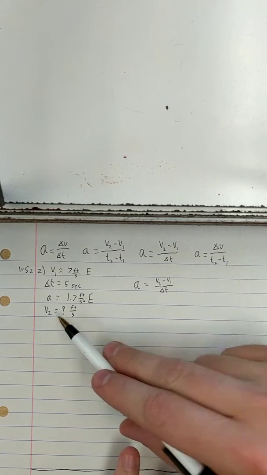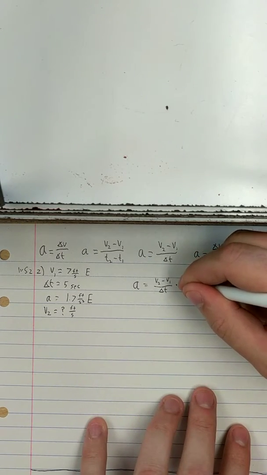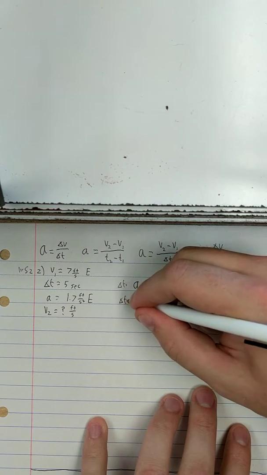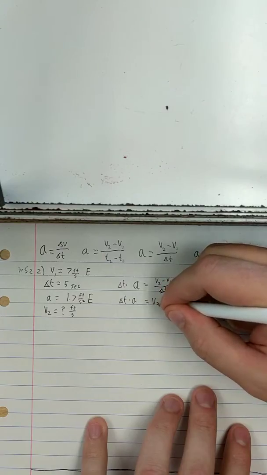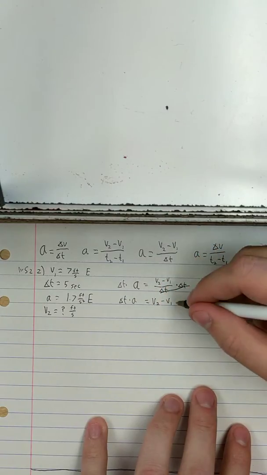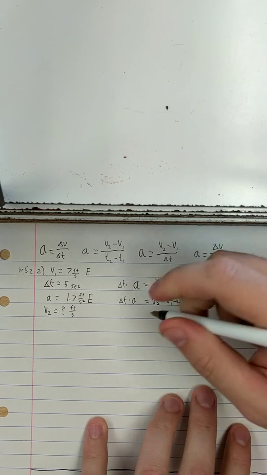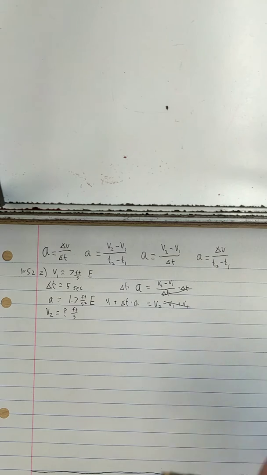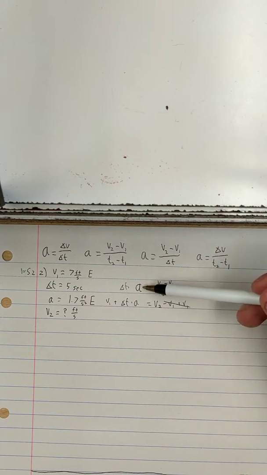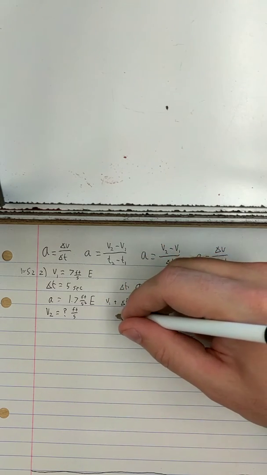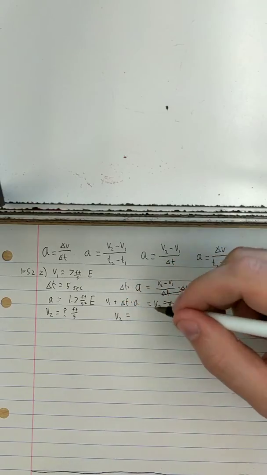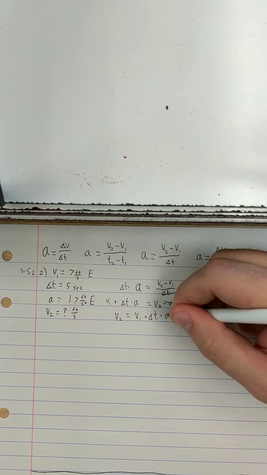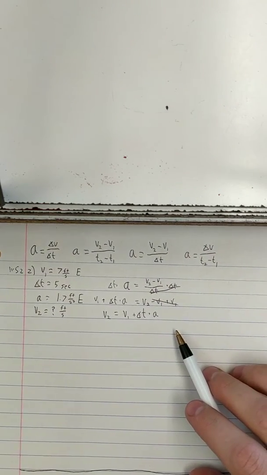So I need to solve for V2. What I'm going to do is multiply by delta t on both sides. So delta t times A equals V2 minus V1. And then I'm going to add V1 to both sides, so those will cancel out. If you don't need to write out the steps and you can just see it and go through and do it, that's fine. But write out the process of what you're doing as you go through it. And you should end up with V2 equals V1 plus delta t times A. Okay, so I have that as my equation.